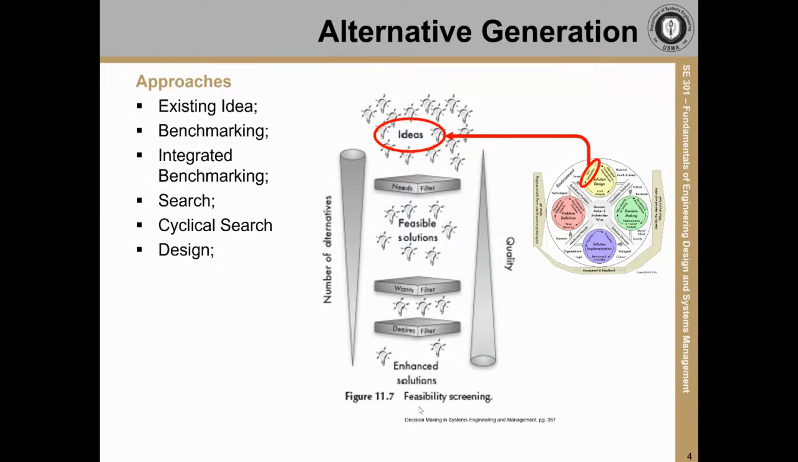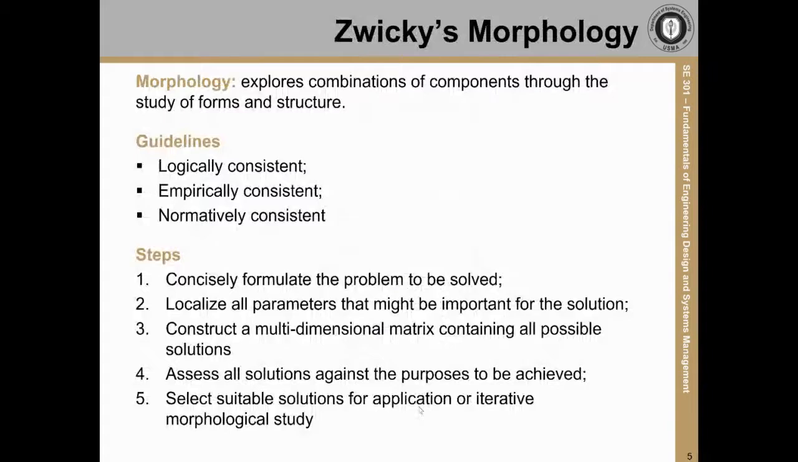Now, when you start looking at military training, there's a number of different ideas that come out of that as well. And when you start piecing these all together, it gets very complex very quickly. So a common technique that we use to actually generate your alternatives is Zwicky's morphological box. It explores combinations of components through the study of form and structure. What you have to do with Zwicky's morphological box is basically create a box, or matrix, if you will, where in each column you lay out the different design parameters you care about, or the different components that you care about.